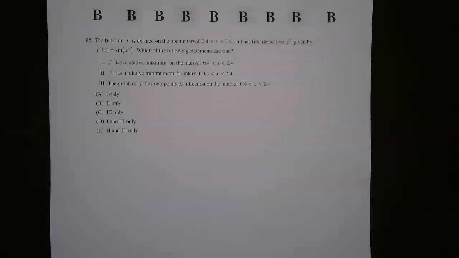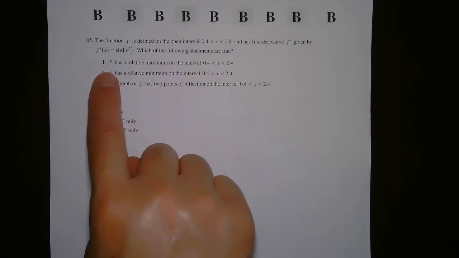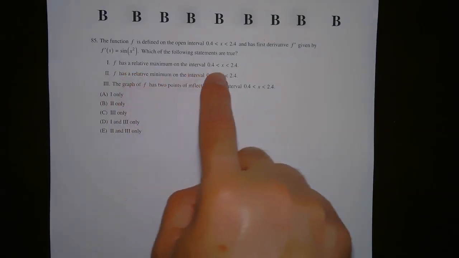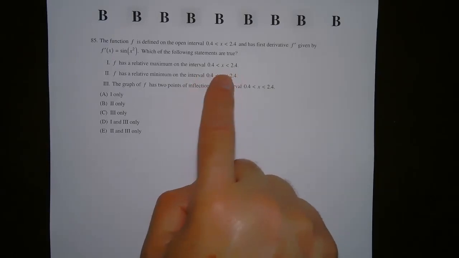Okay? So for question 85, the function f is defined on the open interval 0.5 to 2.4, and has derivative f prime given by f prime of x equals sine of x squared. Which of the following statements are true? Okay, so we are going to graph f prime of x in our graphing calculator and see if f has a relative maximum on the interval 0.4 to 2.4. We're going to look on this interval to see if this derivative changes from being above the x-axis to below the x-axis, because that would mean f prime is changing from positive to negative at that x value, okay?